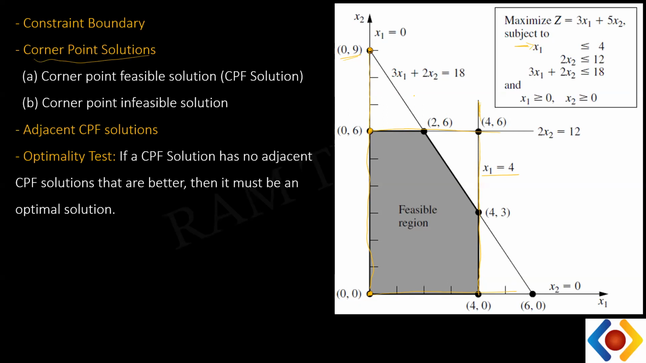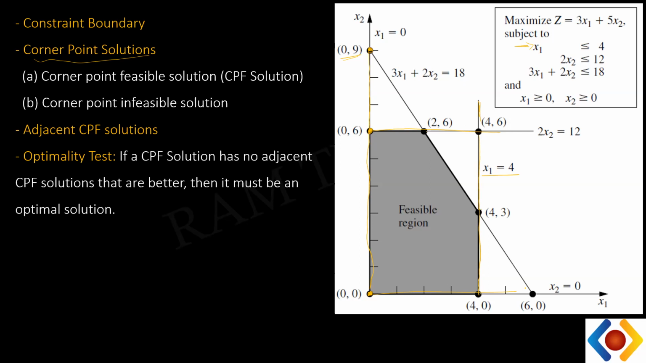So how many corner points are there? Can somebody count and tell me the total number of corner points in this case? Eight. Okay, let's do the counting. 1, 2, 3, 4, 5, 6, 7, 8. Right? Eight. Okay.